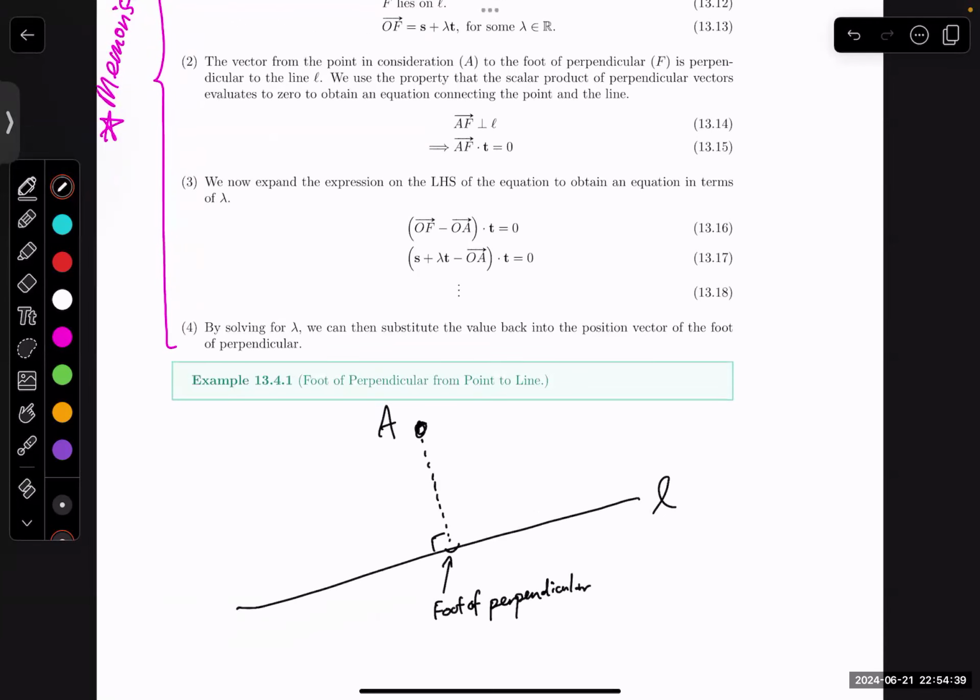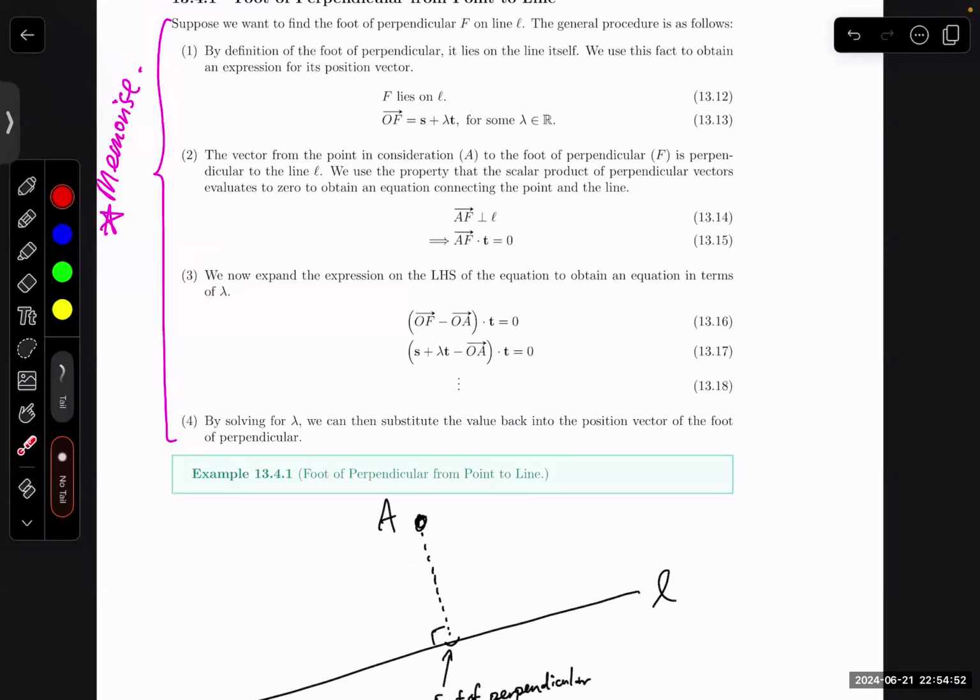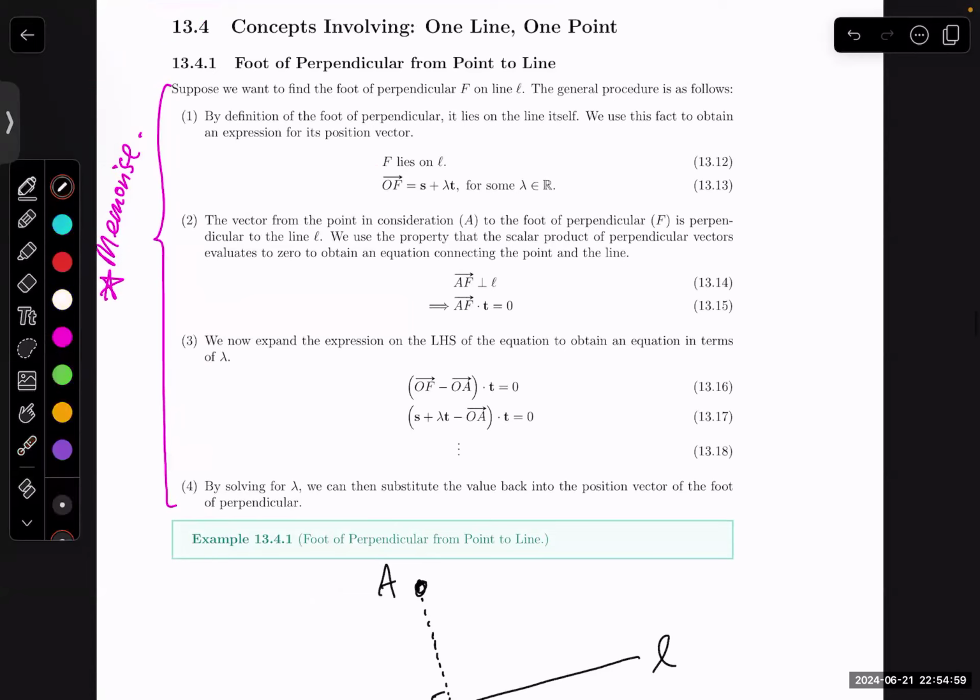To find this, we need to first think of a few specific facts, properties. The first fact is that this foot of perpendicular lies on the line. Very important. That's how you get started on this question. The foot of perpendicular lies on the line. Because it lies on the line, you write down the line equation.